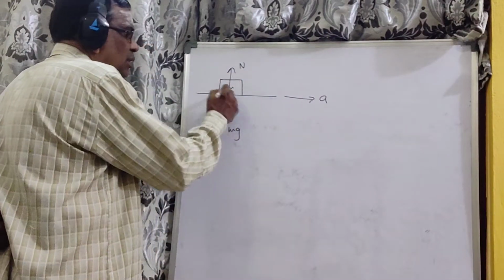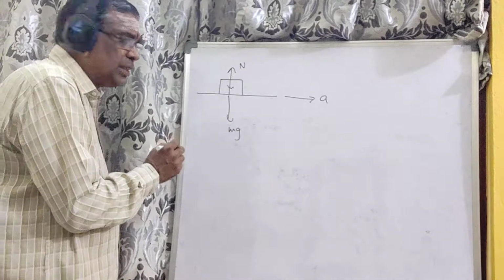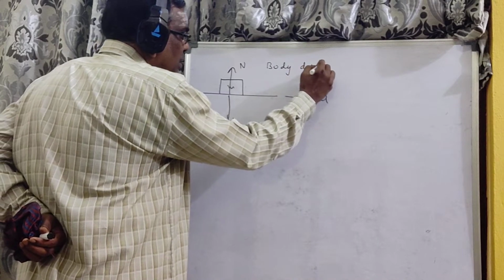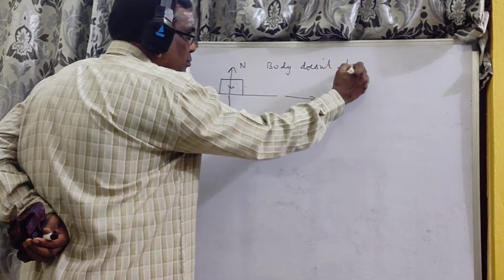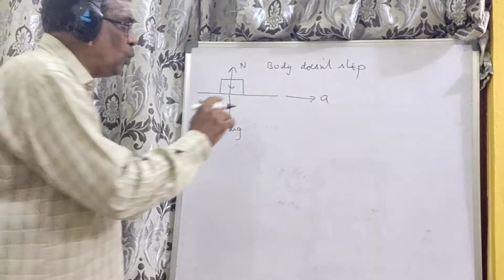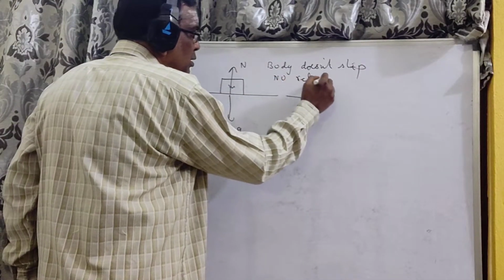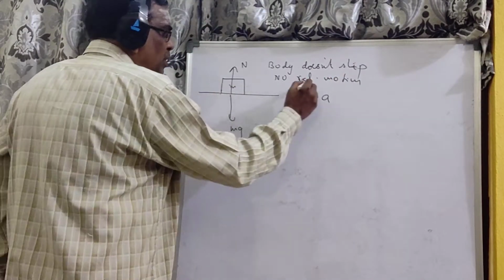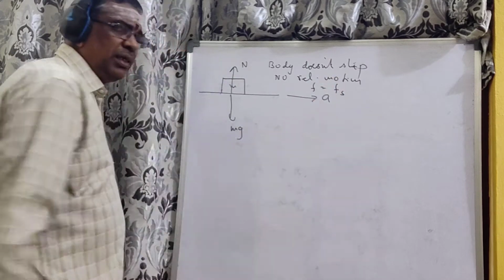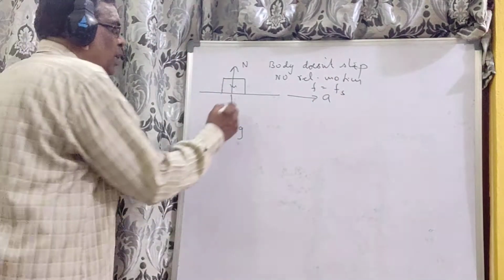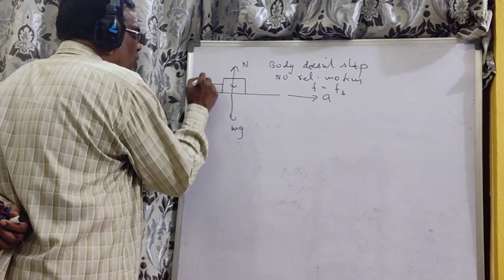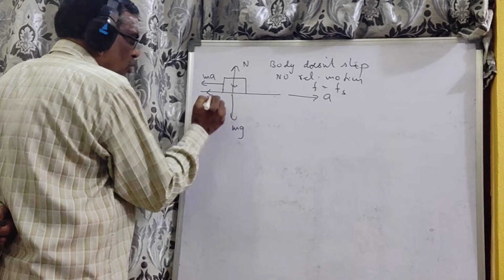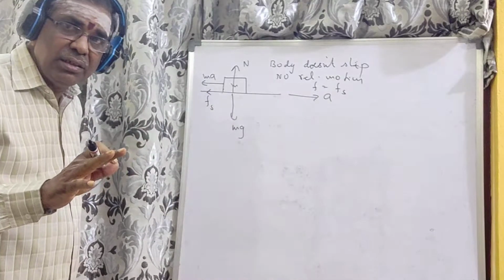Now, if that is the case, the surface I said is accelerating, and the body doesn't slip. That means no relative motion. When you say no relative motion, friction between them is bound to be static frictional force. Let us see. The pseudo force is MA, and the body is still not slipping.